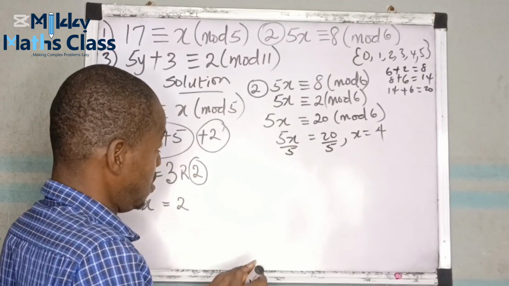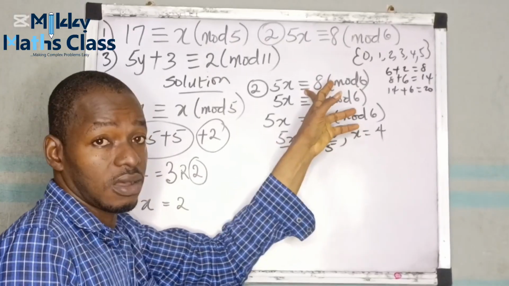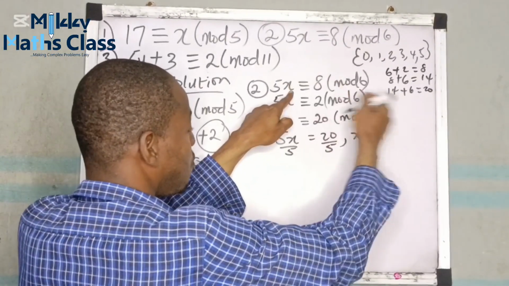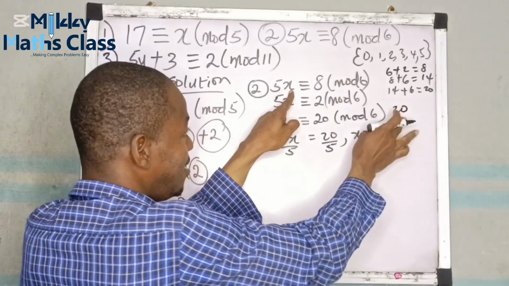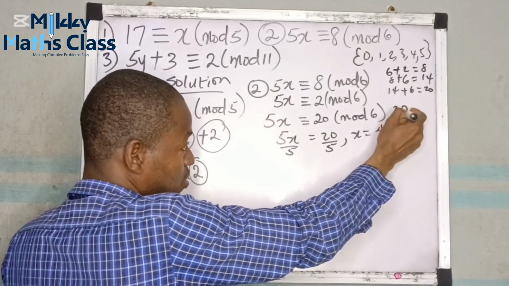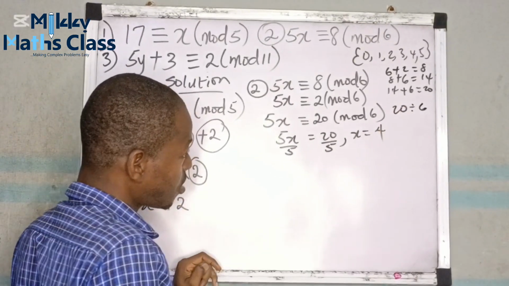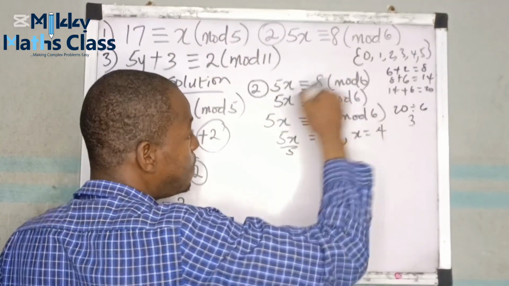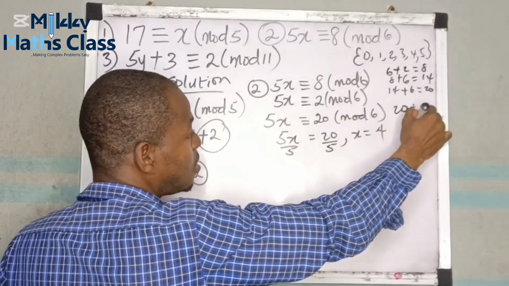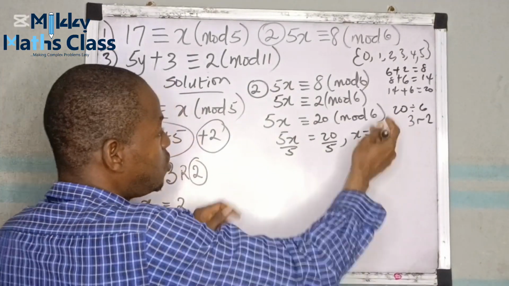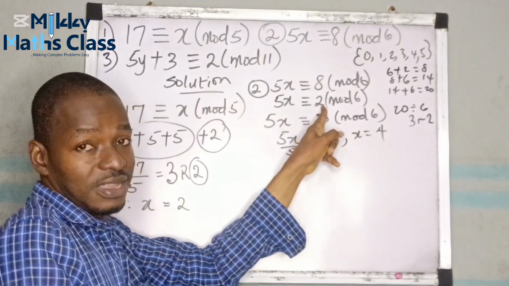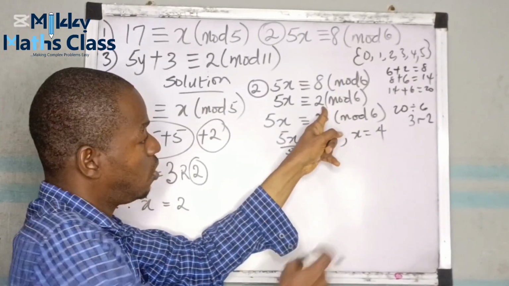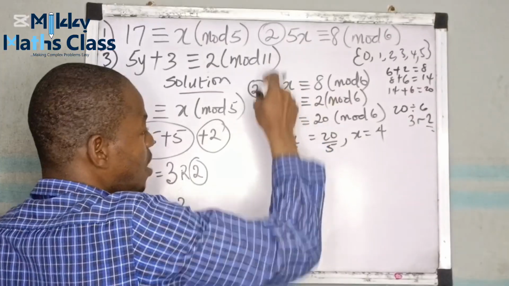You can test it into this original modular equation. x is equals to 4. Look at 5 times 4 is 20. In modulo 6, how many 6 will you see in 20? That's 3. 3 remainder 2, which is the same as what we have here. The remainder here. Remember this 8. We're able to reduce this 8 to 2, which is the same thing we have here. So what we have here is correct.